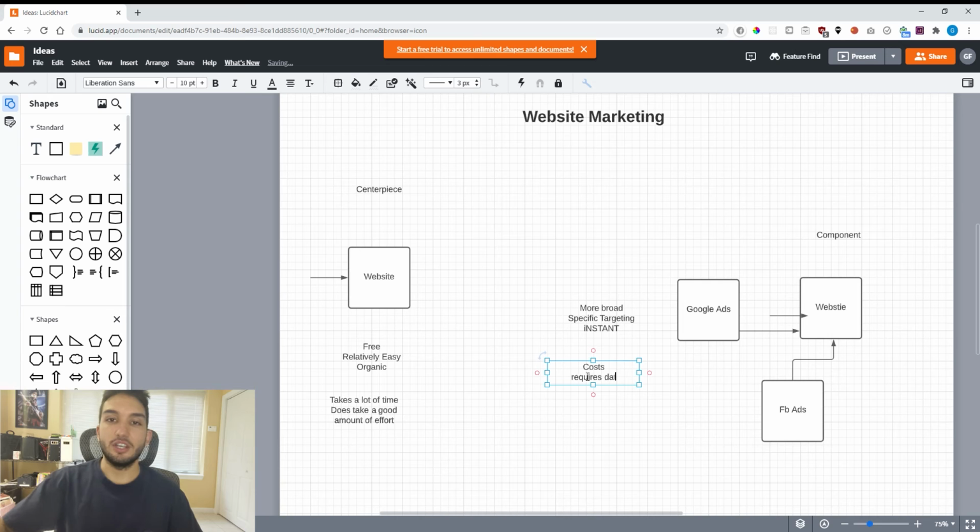Requires data. So what does that mean? That means if you are in the process of running a campaign, say you put $300 in, and it only gives you $250. Does that mean that it doesn't work? No. It means that your targeting was off. It means that your creative was off. It means whatever you were doing in your actual marketing campaign was off.